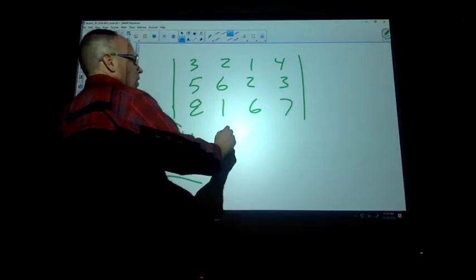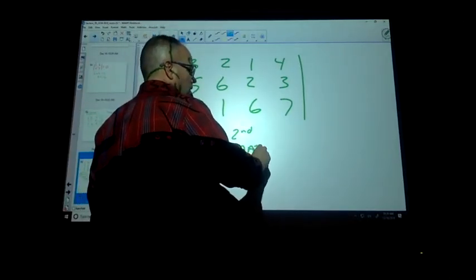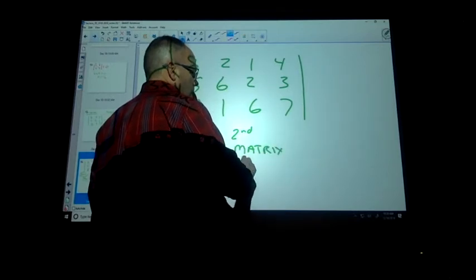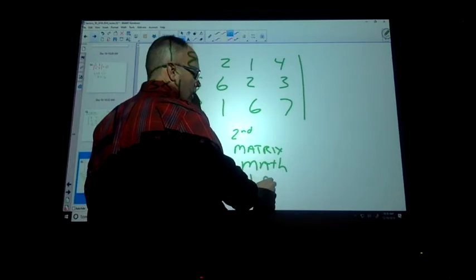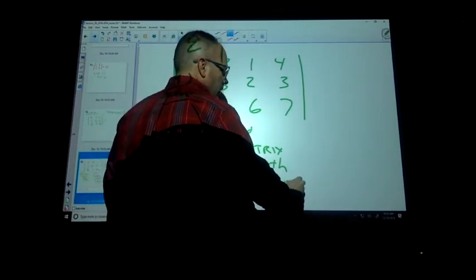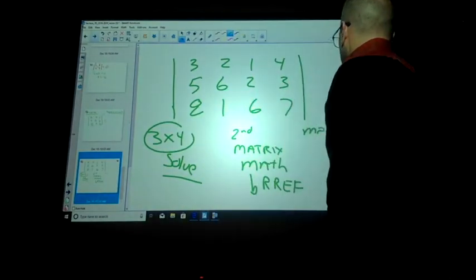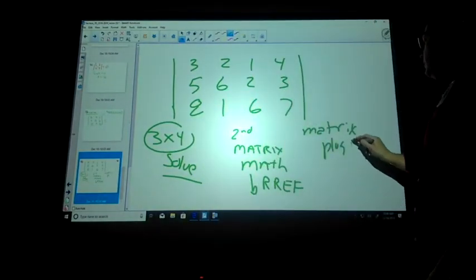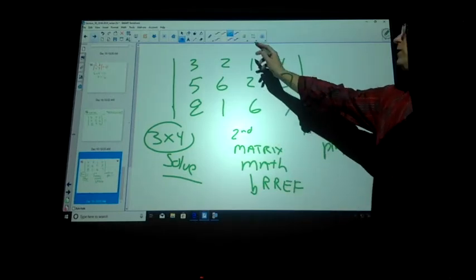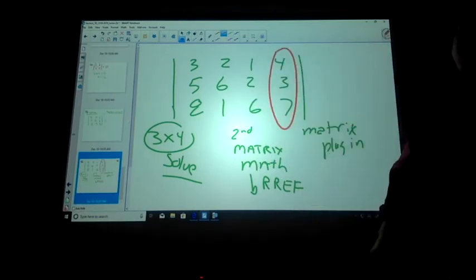Yeah, so it's the second, and then find matrix, and then math, and then scroll down to RREF. Hit that button, go back to matrix, and plug in. Okay? So if it says RREF, this column over here are your answers.